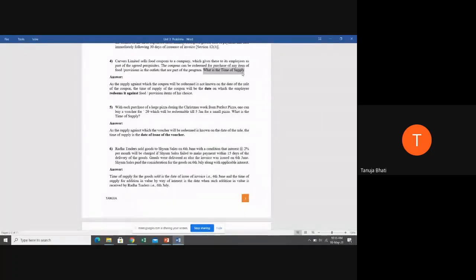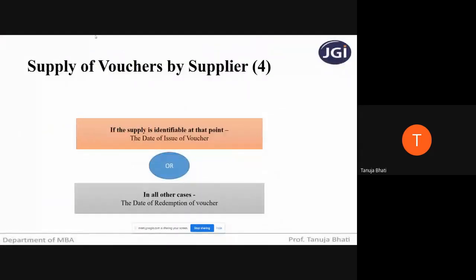So are you all remembering the provision? Let us go back to the provision just to show you all that we have covered it. Supply of vouchers by supplier. What is the time of supply? If the supply is identifiable at that point, if the company knows that the employee is going to take a particular item, then it is going to be the date of issue of voucher. Or if the company is not aware, in all other cases it is going to be the date of redemption of voucher.